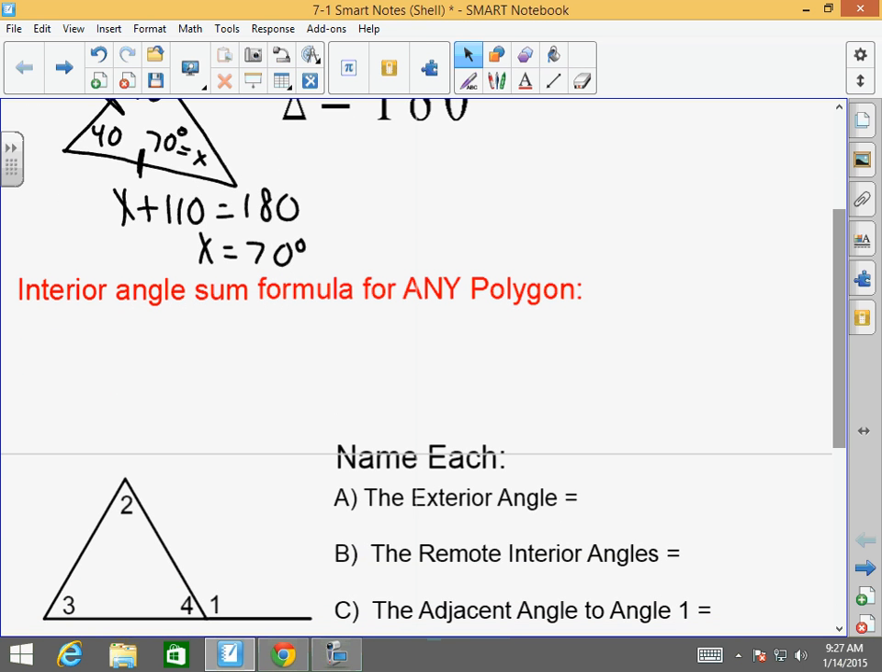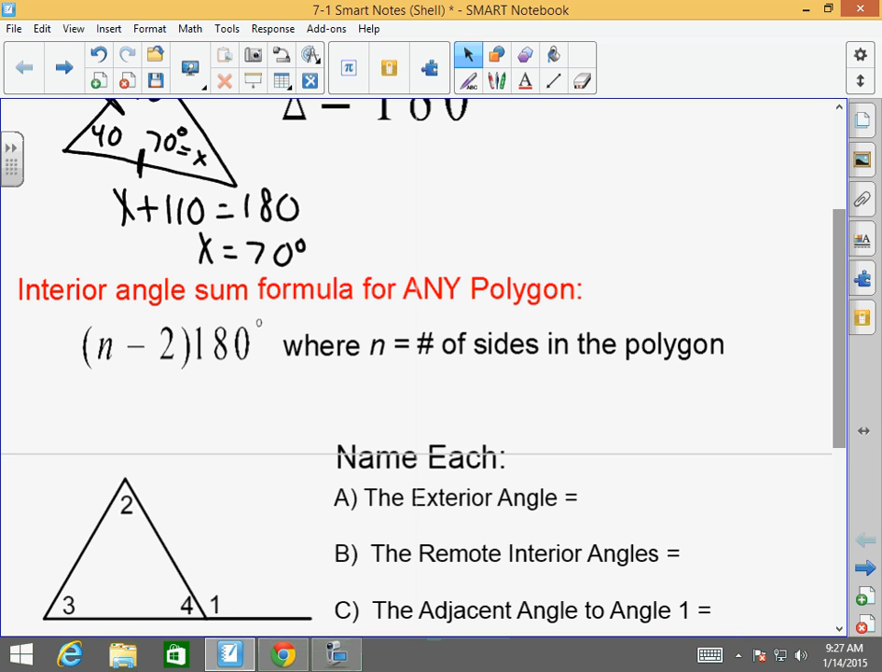Number two, the interior angle sum formula for any polygon. I'm actually going ahead. This is part of 7.2, but I just wanted to do it. To find the interior angle sum of any polygon is (n minus 2) times 180, where n is the number of sides of the polygon. Okay? Did we go over already what a regular polygon is? What is a regular polygon then? Okay, good job. A regular polygon is a polygon where all angles and all sides are equal. This formula works for regular polygons or non-regular polygons.